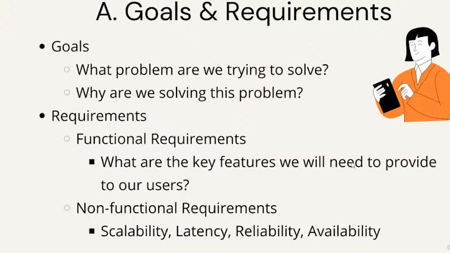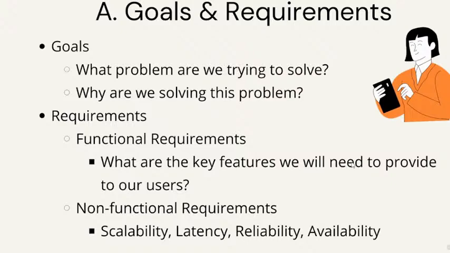Once you know what the vision is and who the users are, then we should clarify the requirements. What are our functional requirements? Meaning, what are the key features we'll need to provide to our end users? What are our non-functional requirements? What kind of scale are we looking at? Are we designing the system for 100 users, for 1 million users, or for 1 billion users? What kind of latency are we looking at? Similarly, we should understand what kind of availability and reliability we need for the system.